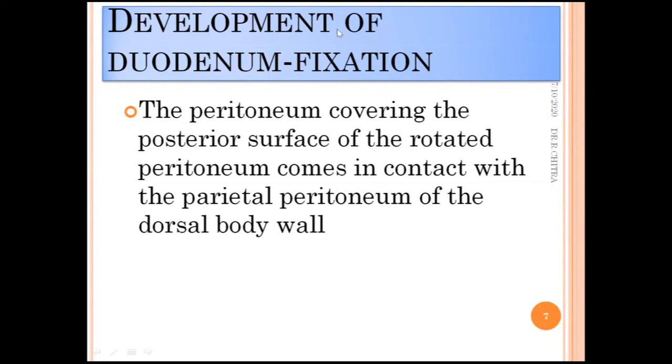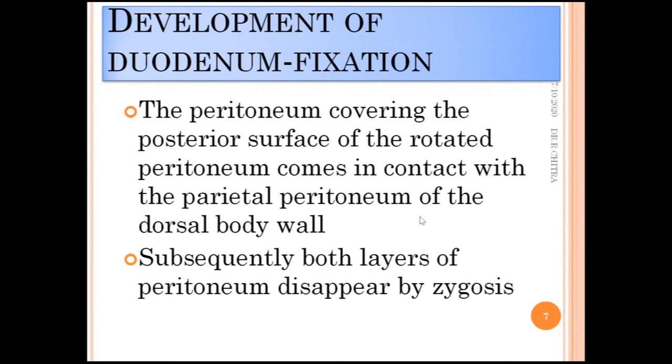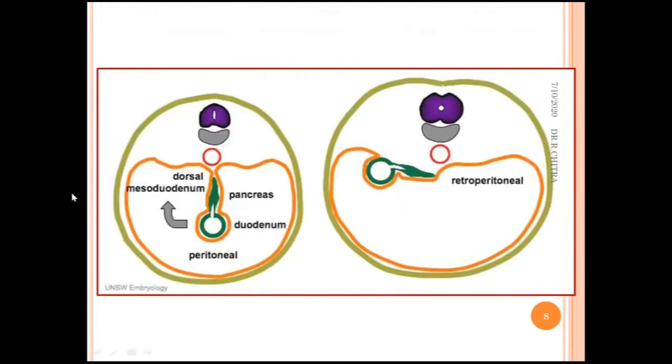Whenever we say fixation in embryology, it means losing the peritoneal covering. So the duodenum loses its peritoneal covering on the posterior surface by coming in contact with the parietal peritoneum of the dorsal body wall. Both layers of peritoneum disappear. When the large gut enters and pushes the duodenum to the right, the dorsal mesoduodenum is lost, and that's how the duodenum has become retroperitoneal.